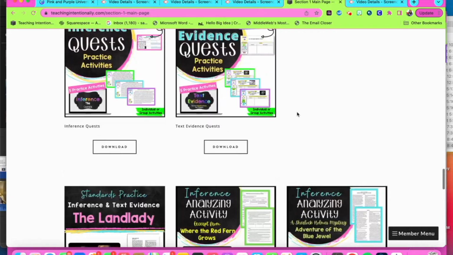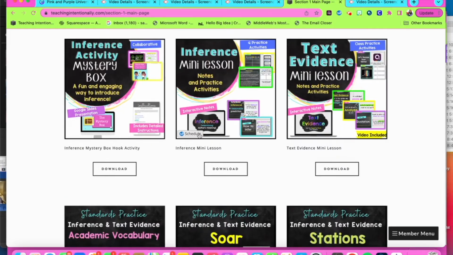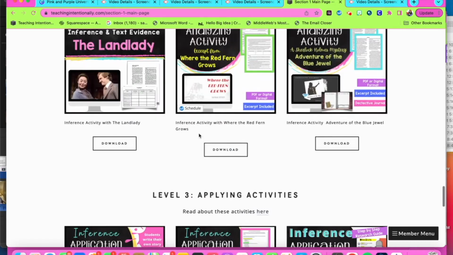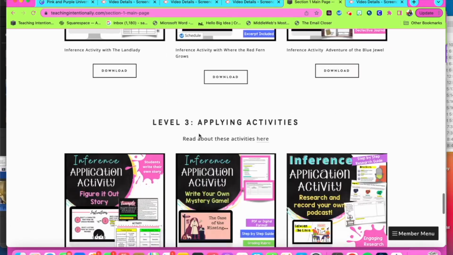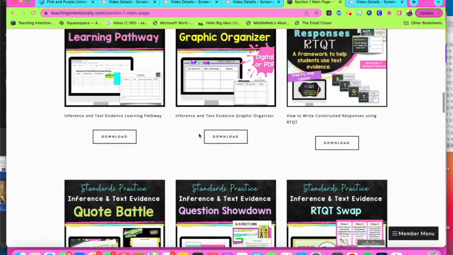So what you could do is you could have stations going with level 1 activities, and then station 2 is level 2 activities. Station 3 is people working on level 3 activities. You can split it up that way.